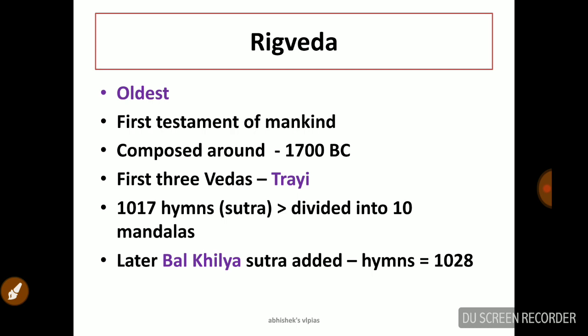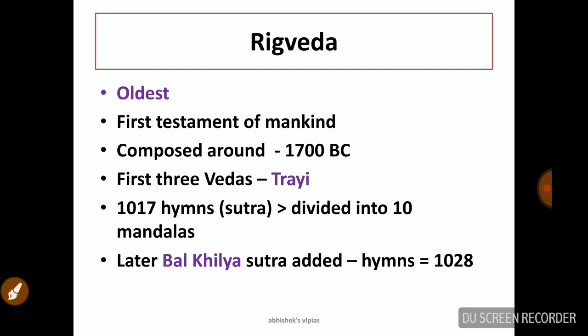Rig Veda is one of the oldest forms of Vedas. And do you know the word meaning of Veda? Veda originated from the root word Vid. Vid means to know. To know something, that is Veda. So Rig Veda is the oldest form of Veda, and it is the first testament of mankind. It is believed to have been composed around 1700 BC.